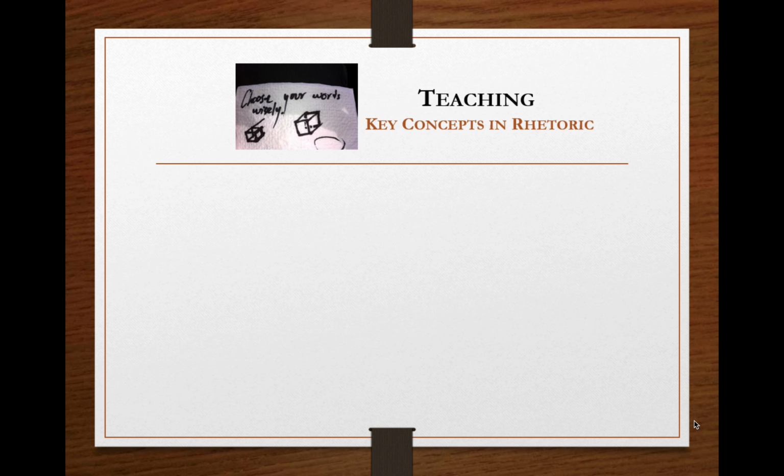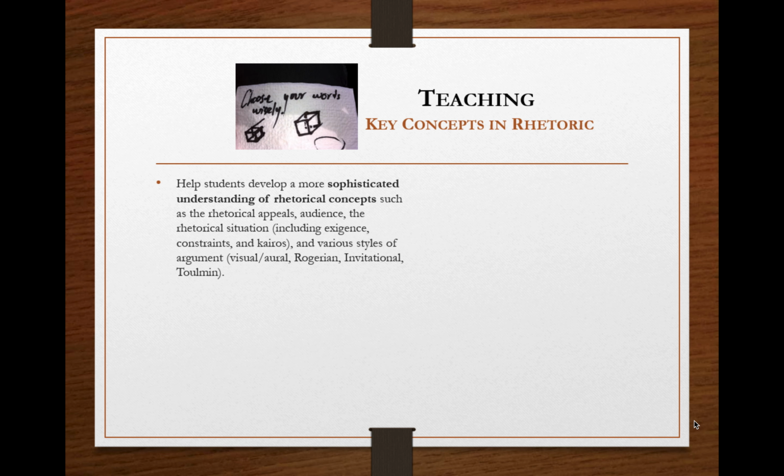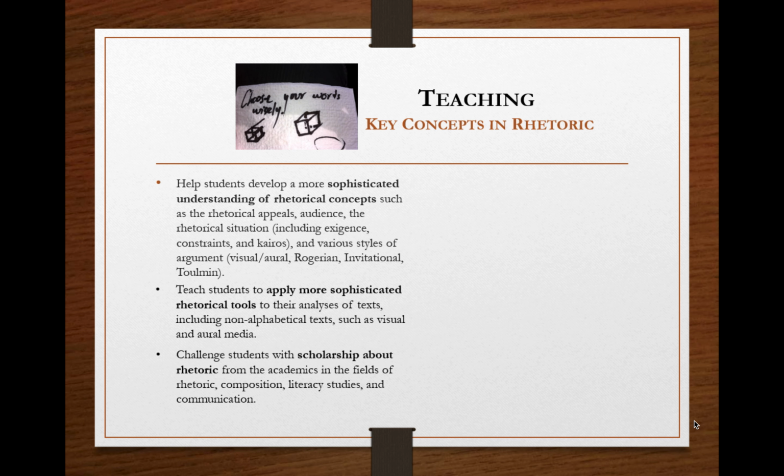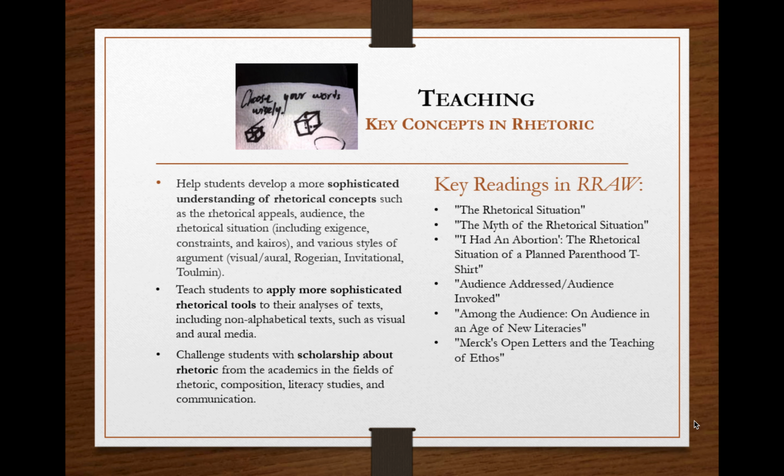Teaching key concepts in rhetoric. Much of the work we do in CO300 is helping students to develop a more sophisticated understanding of rhetorical concepts, such as the rhetorical appeals, audience, the rhetorical situation, including exigence, constraints, and kairos, and various styles of argument. We work with students to apply these rhetorical tools to their analyses of a variety of texts, some of which may be non-alphabetical and/or multimedia texts. Additionally, we challenge students by assigning scholarship about rhetoric written by academics in the fields of rhetoric, composition, literacy studies, and communication. Below are some of the central readings in Raw that help engage students in this work.